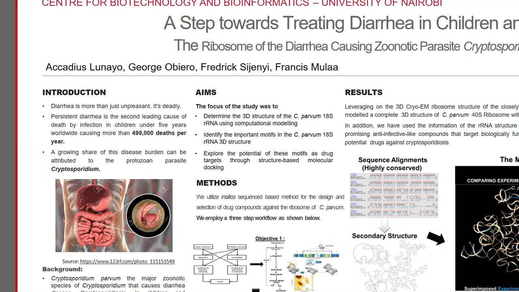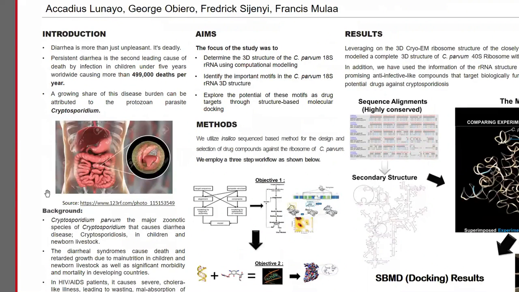A particularly large share of this disease burden has been attributed to the parasite Cryptosporidium. As you can see in the diagram, the parasite predominantly attacks the intestines and causes severe diarrhea. Of all the parasites in the genus Cryptosporidium, Cryptosporidium parvum is the major zoonotic species that causes diarrhea predominantly in both children and newborn livestock.